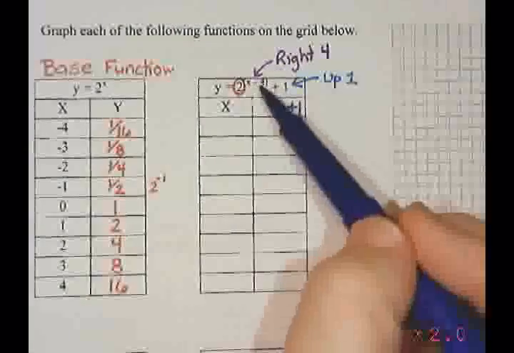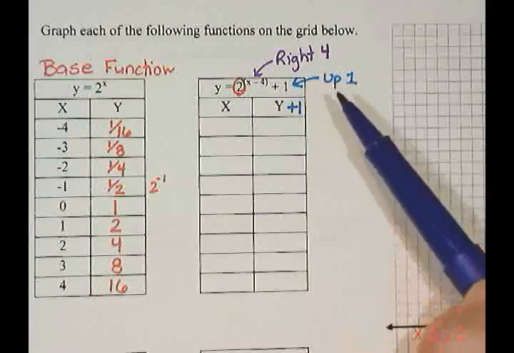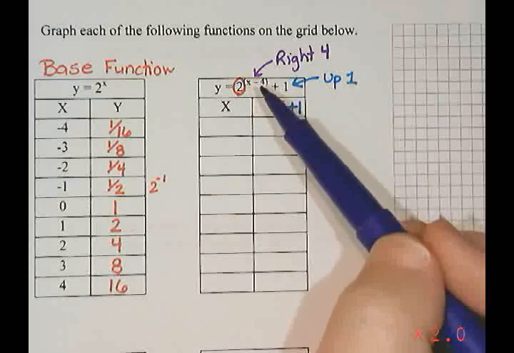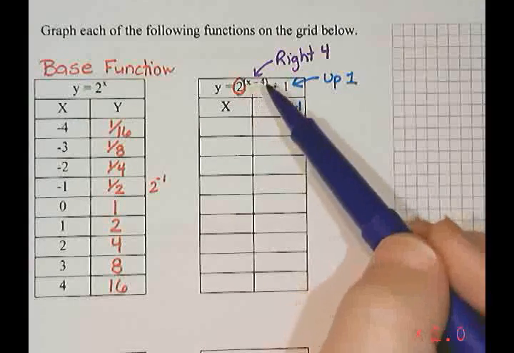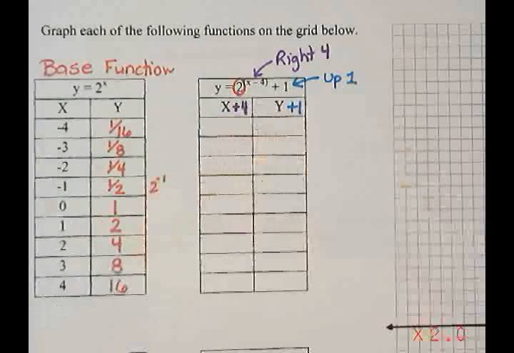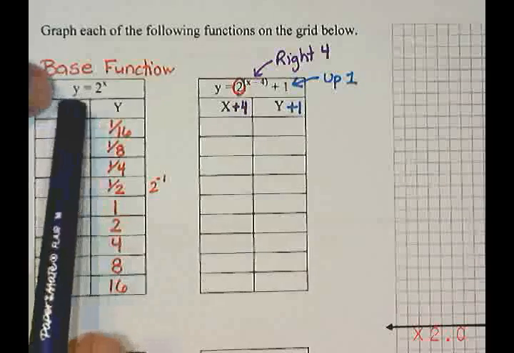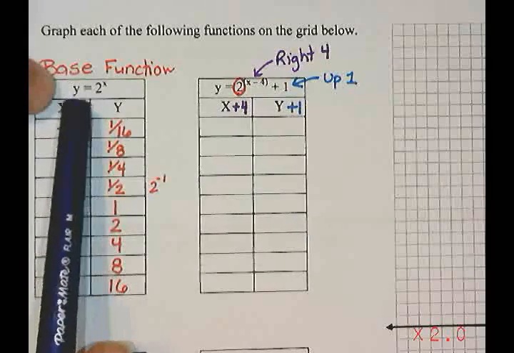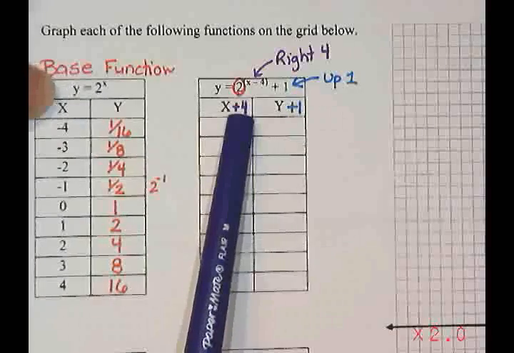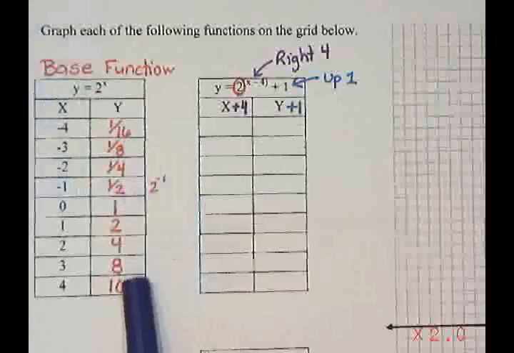Now when I move to the right 4, that changes the side-to-side value, that changes the x. And it always does the opposite of what we see. So if I see a minus 4 in here, we're actually going to take x and add 4. So what I'm going to do is take my base function of 2 to the x, and I'm going to add 4 to all the x values, and then add 1 to all the y values.